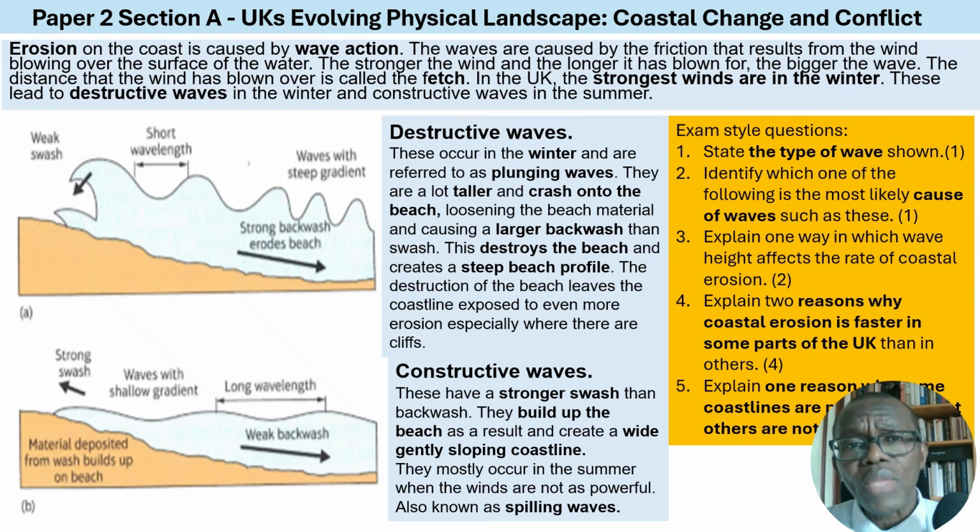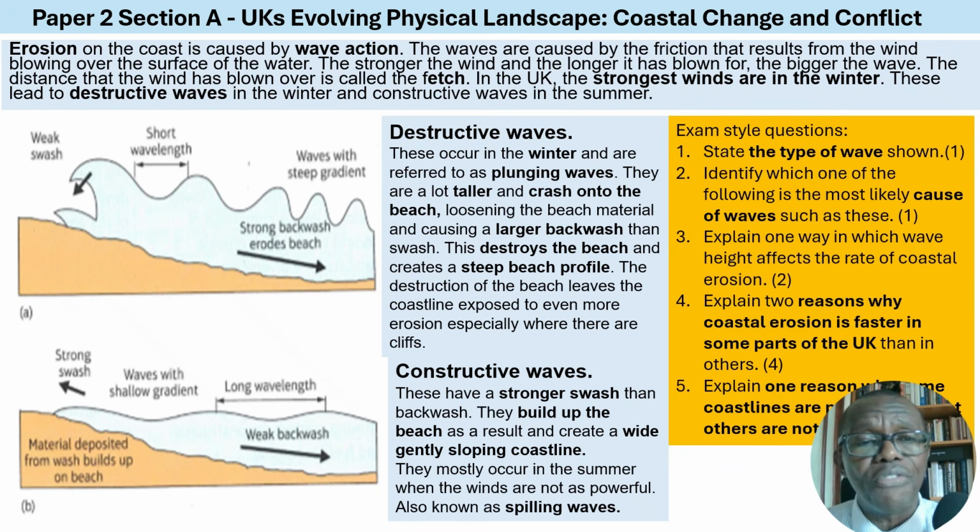Now, how does that impact on the waves? The longer the distance, or the longer the fetch, the bigger the wave. We tend to have stronger winds in the winter here in the UK, which means that the larger waves we get here normally occur in the winter. Those types of waves are referred to as destructive waves because they destroy the coastline. The ones that occur in the summer are referred to as constructive waves because they build up the beach. They do not destroy it.